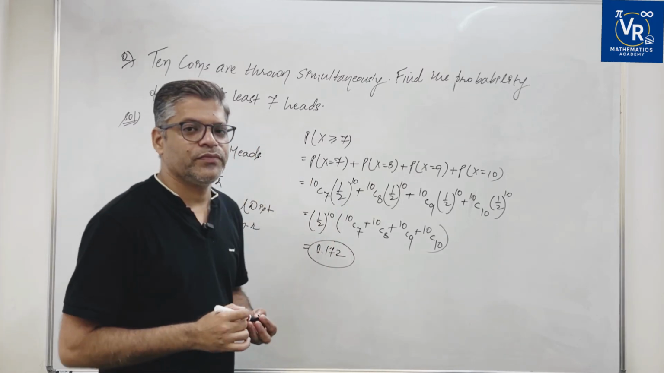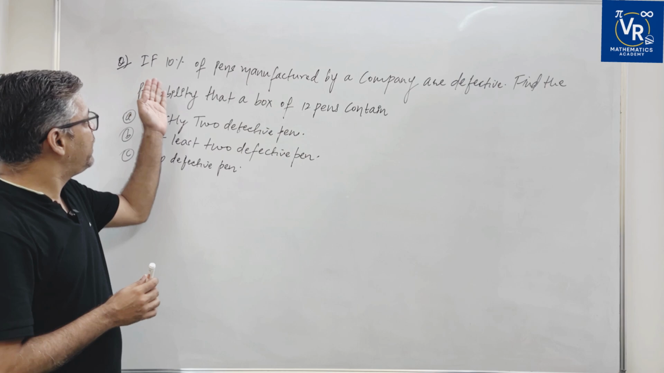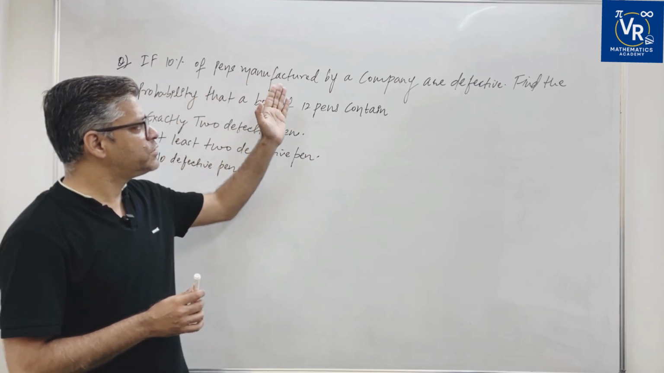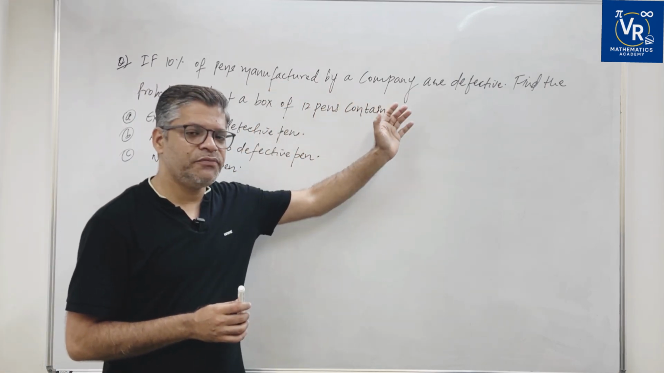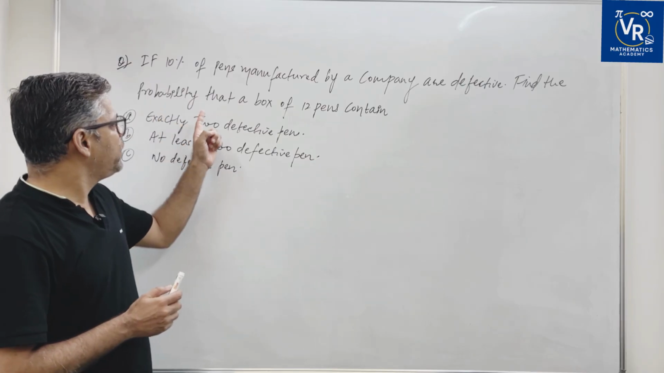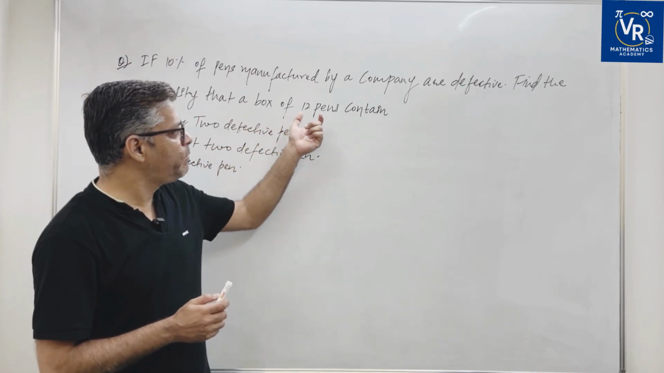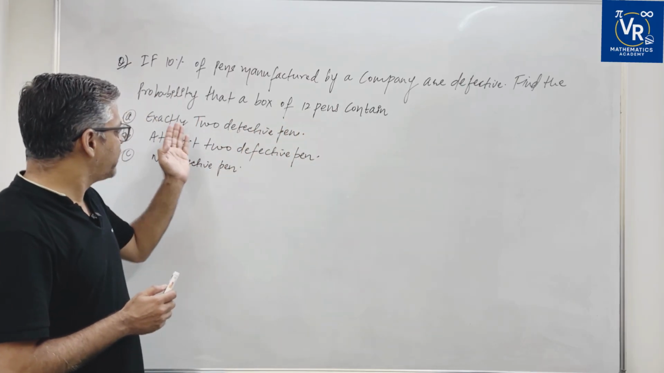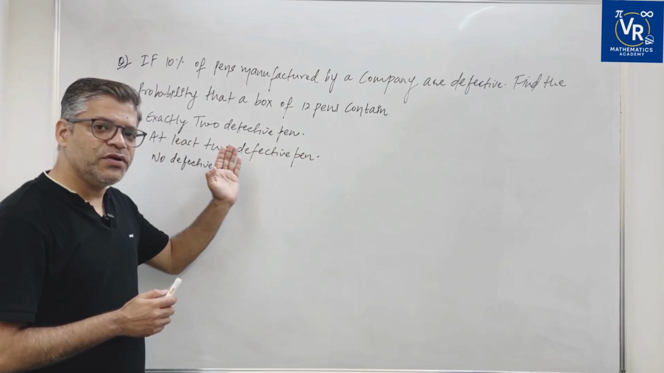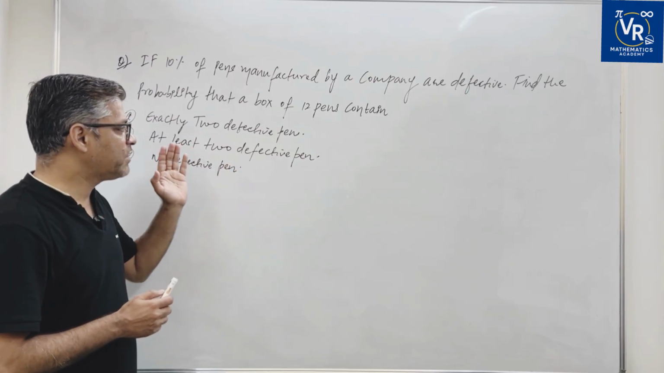0.172. In the second question, if 10% of pens manufactured by a company are defective, find the probability that a box of 12 pens contains exactly 2 defective pens, at least 2 defective pens, and no defective pen.